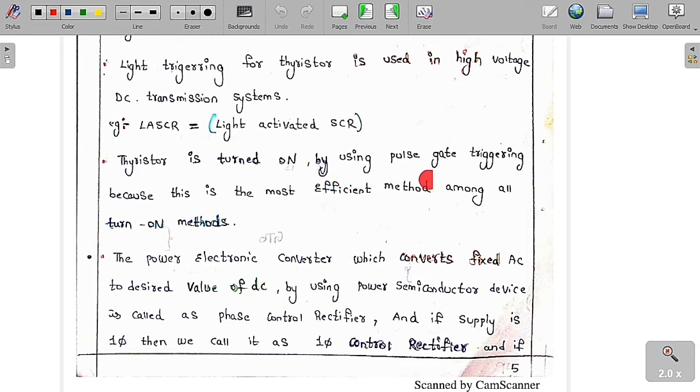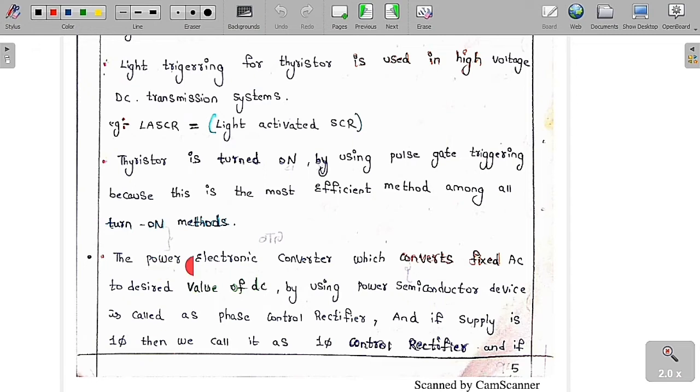Thyristor is turned on by using pulse gate triggering, because this is the most efficient method among all the turn on methods. There are different turn on methods we have studied. Out of all those turn on methods, pulse gate triggering is the most efficient when compared to all the other turn on methods of thyristor, and this method we use to turn on the SCR.